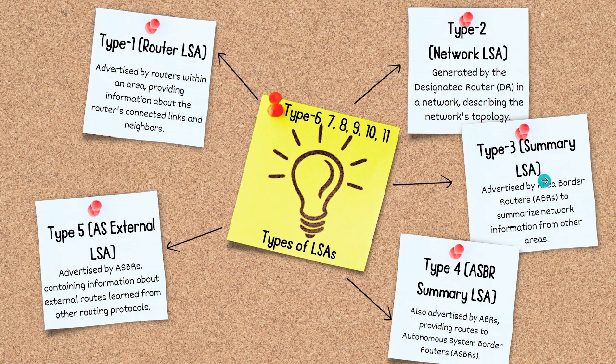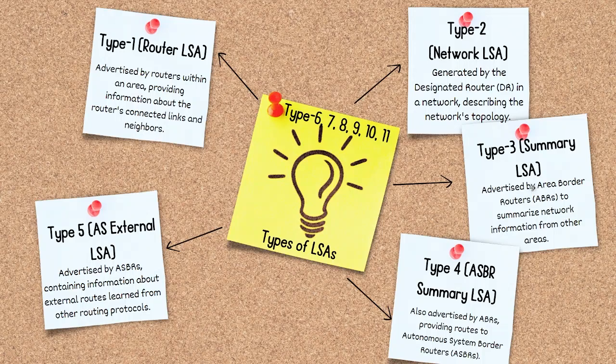Then we have something called type 3 LSA, the summary LSA, which is advertised by area border routers. Area border routers are also a special type of router. They are not elected, but I'll give information on how the ABRs differ from the DR. So just keep these words in mind. Type 3 LSAs are advertised by ABRs, and are used to summarize the network information from other areas.